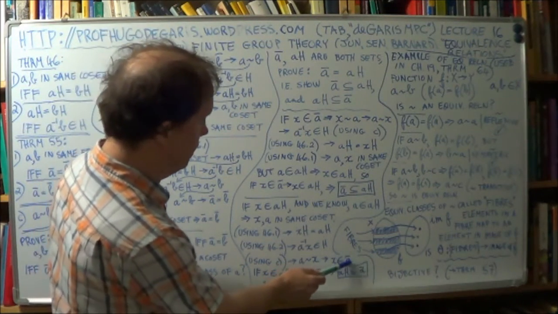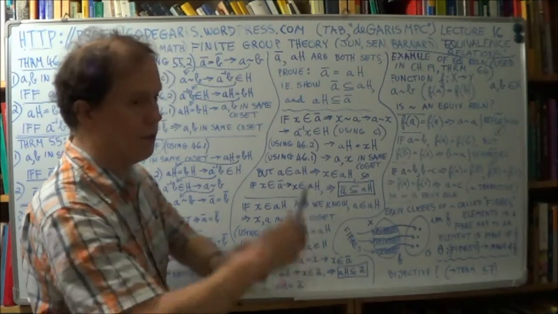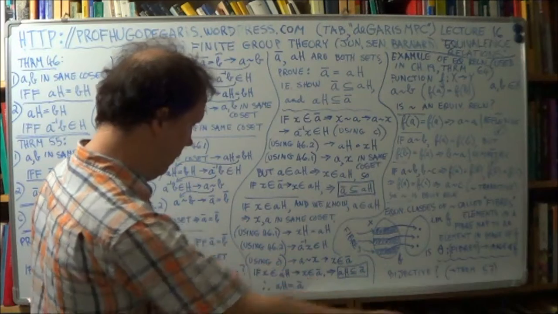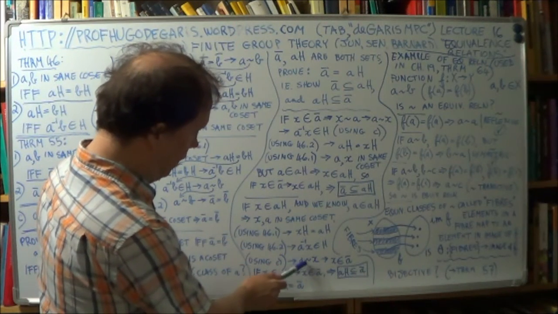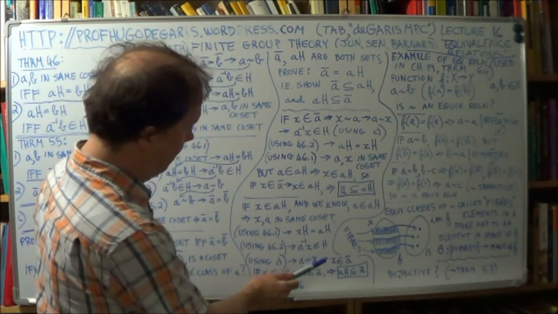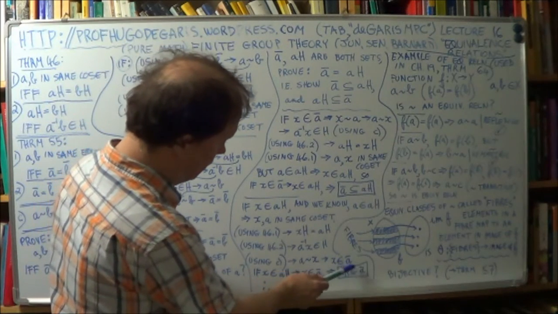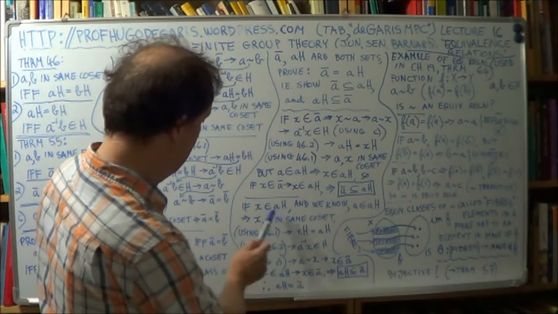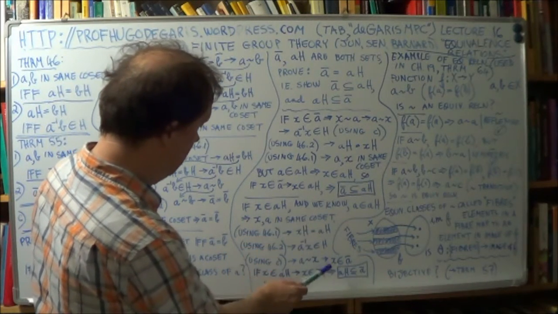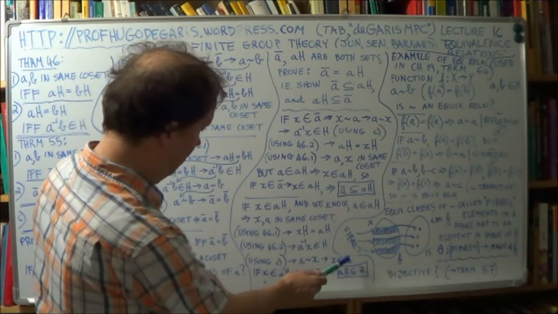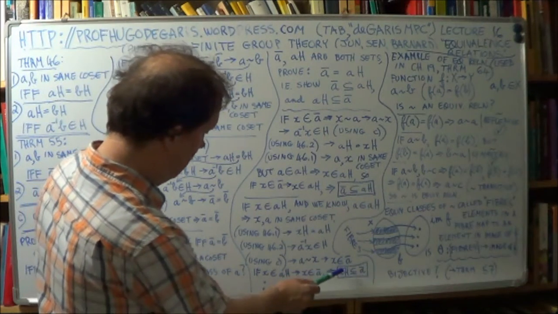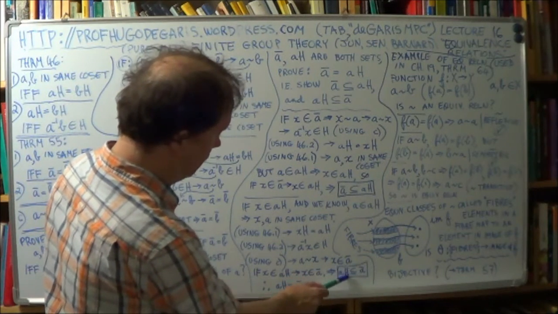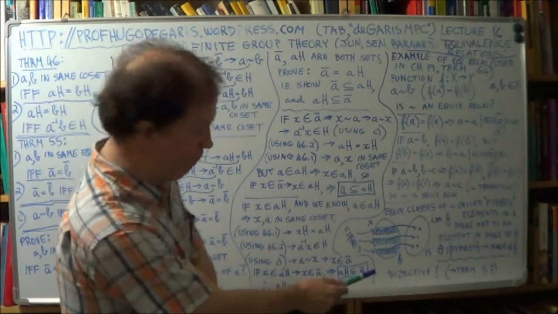By definition, what is this A bar? It's the equivalence class. It's the subset of all elements that are equivalent to A. So if A is equivalent to X, X is equivalent to A. So therefore X belongs to this equivalence class. So if X belongs to AH, X belongs to A bar. Therefore, AH must be a subset of A bar.